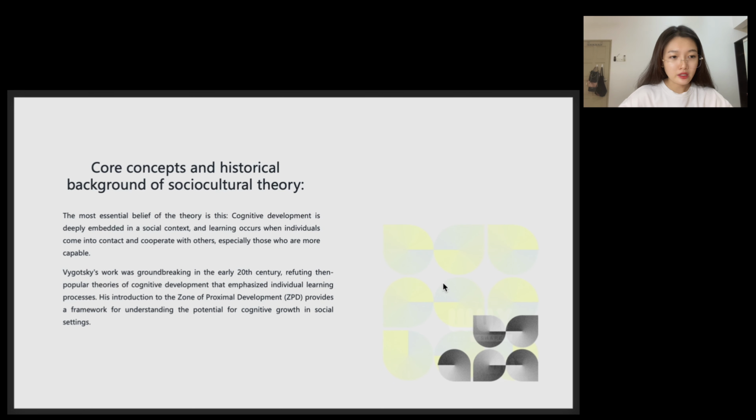It challenged the individual-centered learning theories of the time and viewed learning as a socialization process. Vygotsky's work was groundbreaking in the early 20th century, refuting the popular theories of cognitive development that emphasize the individual learning process. His introduction of the zone of proximal development, the ZPD, provides a framework for understanding the potential for future growth in social settings.